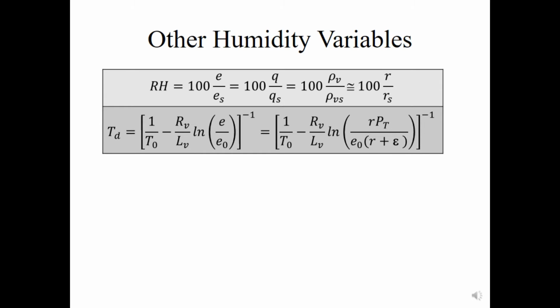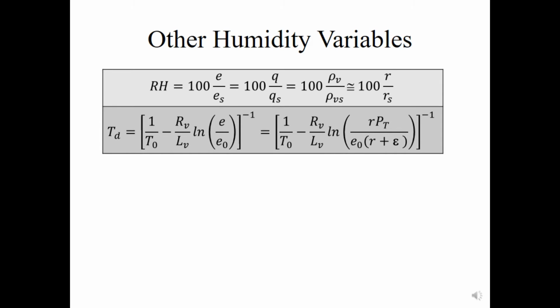Other humidity variables which were discussed in the video include the relative humidity, which is simply a measure of how close we are to saturation, and the dew point temperature. And here from the Stull textbook, we have two formulations of how you can actually calculate the dew point temperature if you happen to know the vapor pressure E.